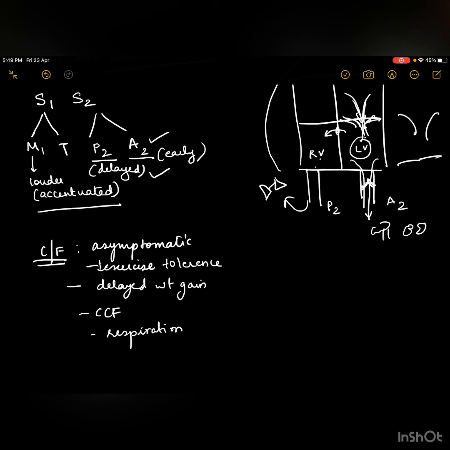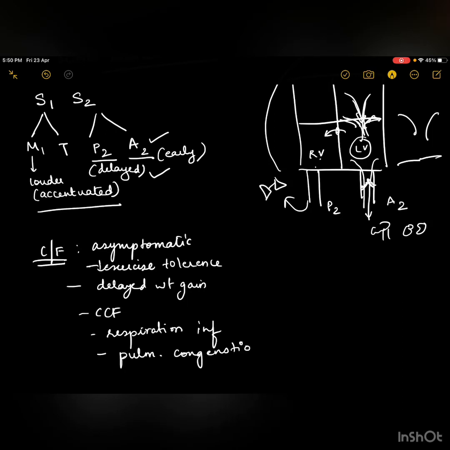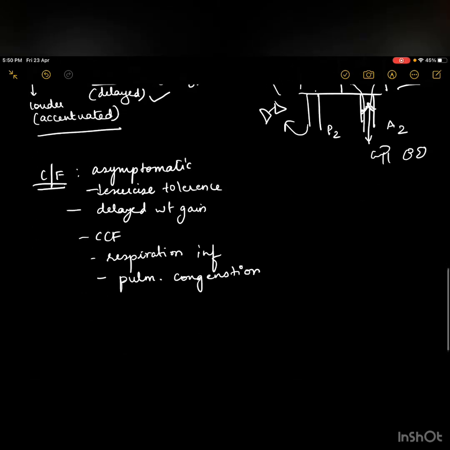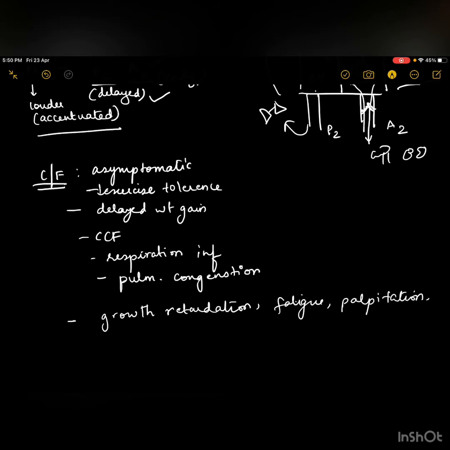So there can be increased blood flow to the lungs leading to respiratory infections, as well as increased pulmonary plethora, that is increased pulmonary congestion because of increased blood flow to the lungs. The patient can also present with classical signs like growth retardation, bound to happen because the heart is failing to function properly, and fatigue, palpitation, poor feeding, and poor weight gain, etc. And they can have frequent chest infections.